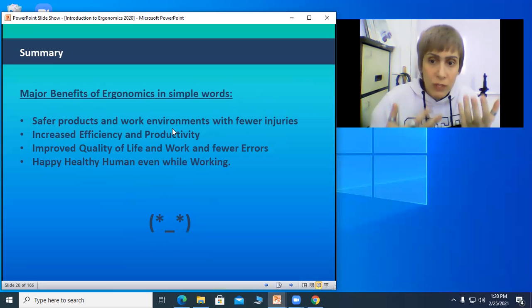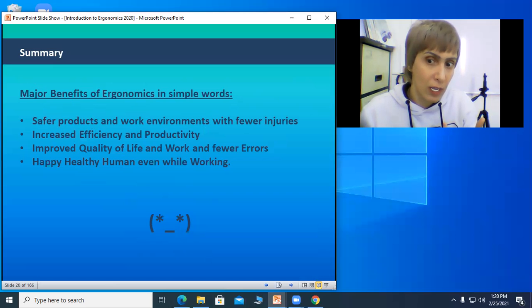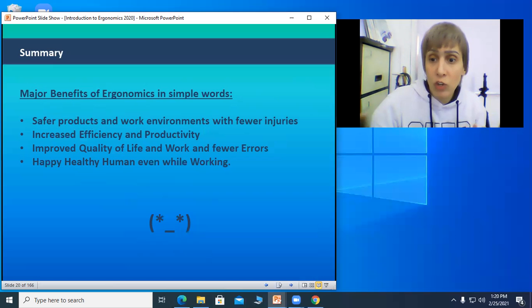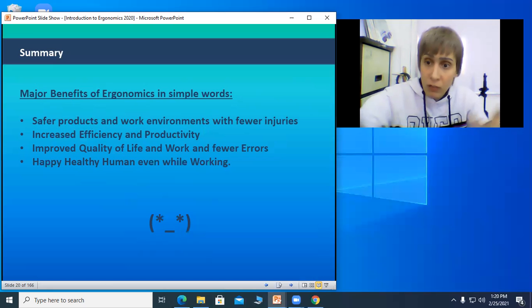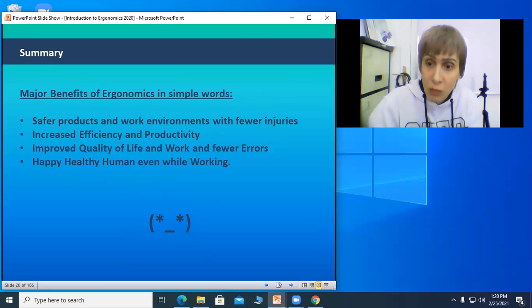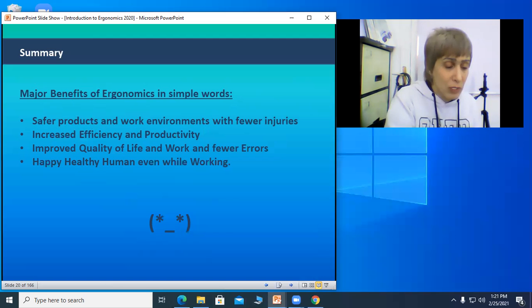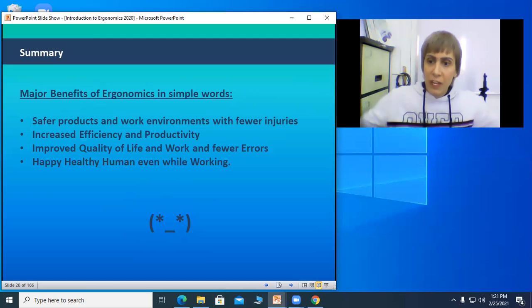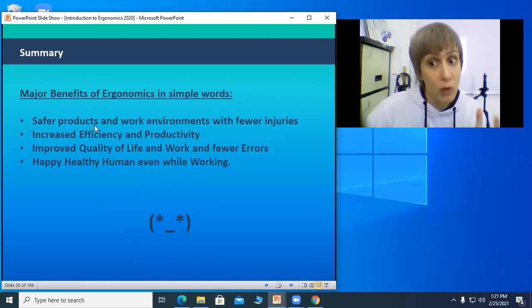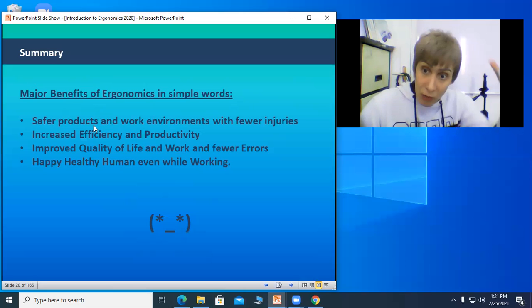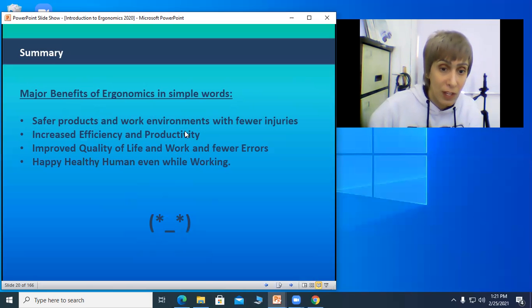Most of the time we're doing some kind of work, okay? So if you're at home in your kitchen and you're working, you're doing something, this is work. I am working right now, in my office in the university. When you're cutting something, you're working, okay? But what is the environment? So to create safer products and working environments with fewer injuries.